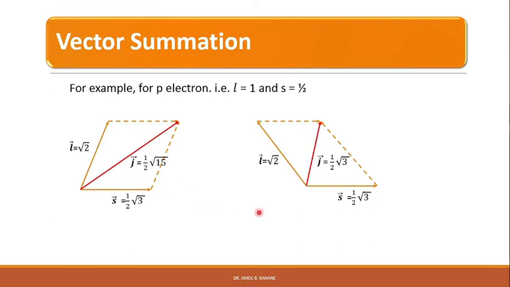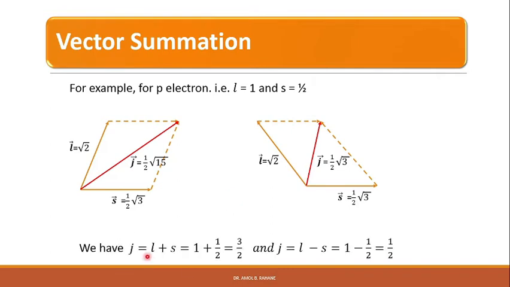Also from the values of L is equal to 1 and S is equal to 1 half, we have two different values of J, that is 3 by 2 and 1 half, right? So J is equal to L plus S, which is equal to 1 plus half, which is equal to 3 by 2, and J is equal to L minus S, which is equal to 1 minus half, which is equal to 1 half. So we get two different values of J, right? J is the quantum number.